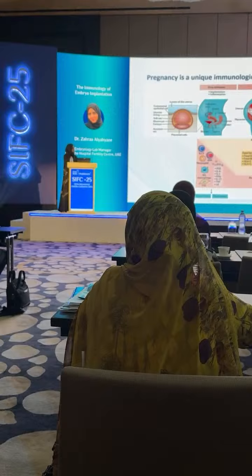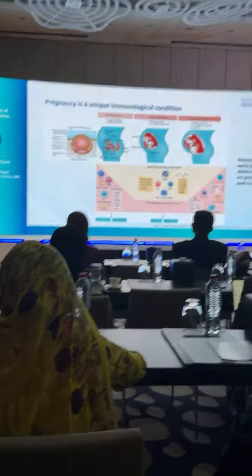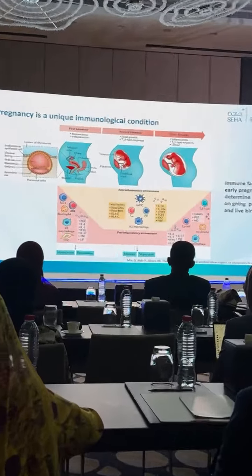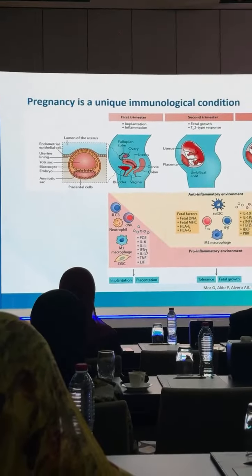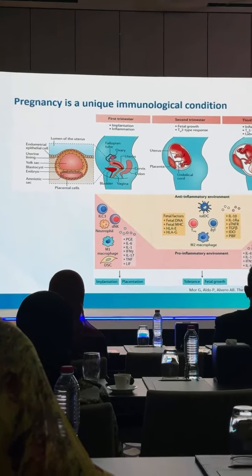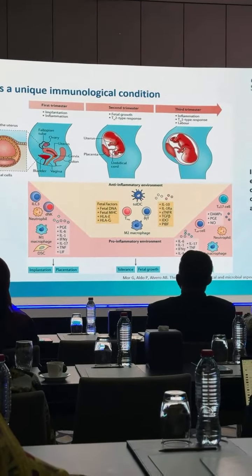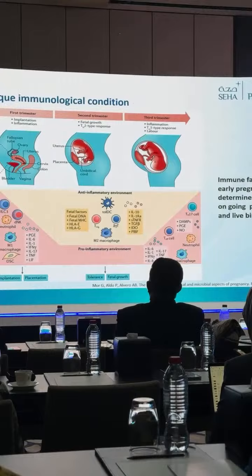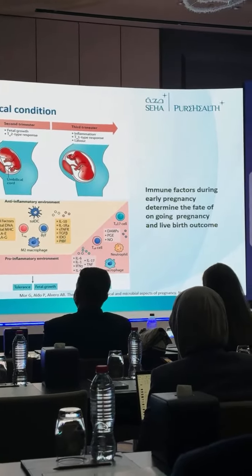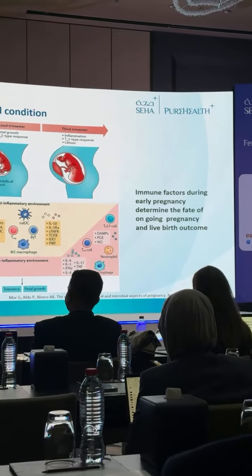On a final note, I wanted to bring everybody to the subject that pregnancy is a unique immunological condition. So a pregnant woman doesn't necessarily have a weak immune response. On the contrary, the immune system during pregnancy is very strong. Evolutionarily, it has to be strong.